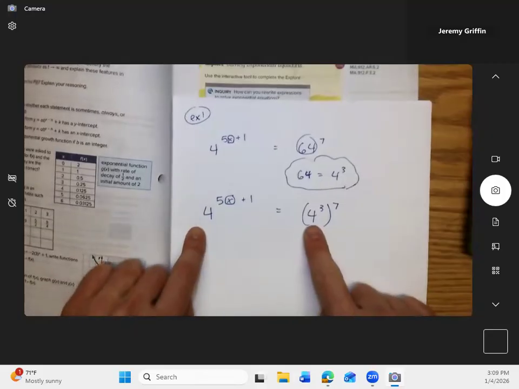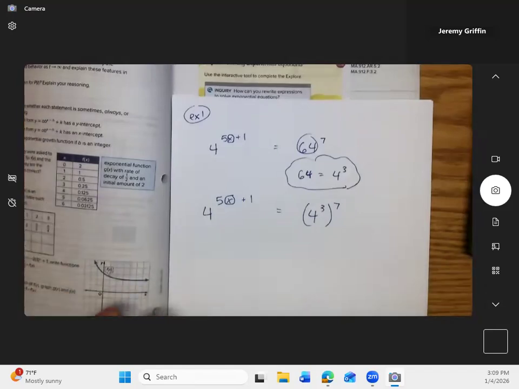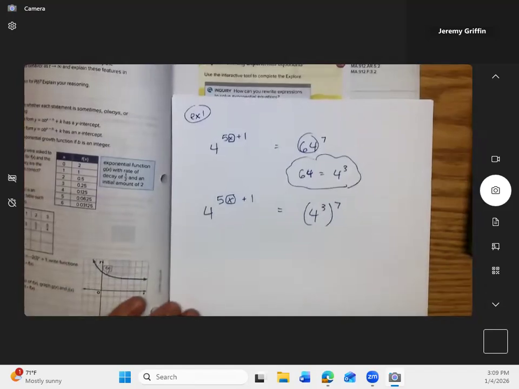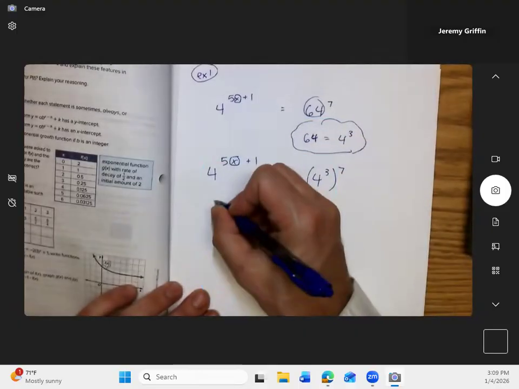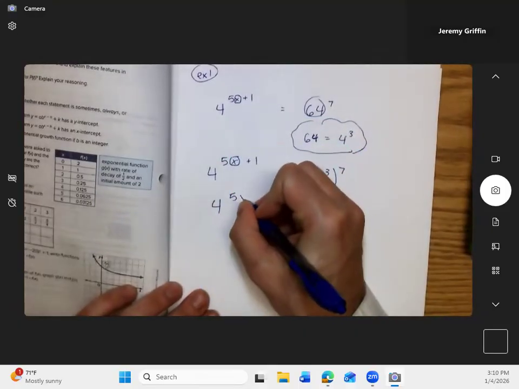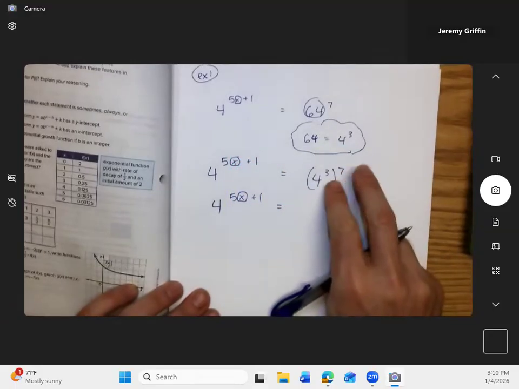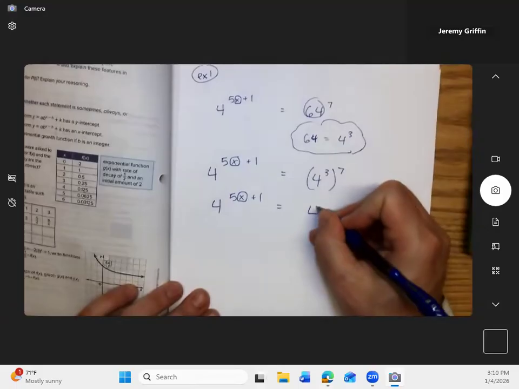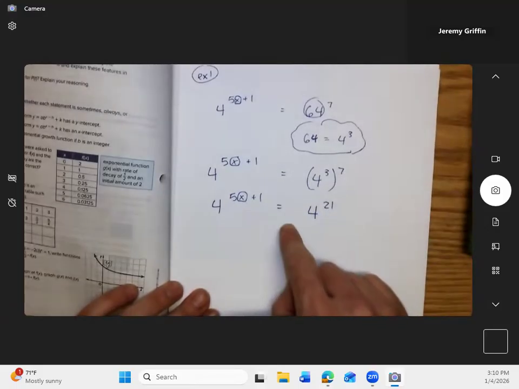And now that these bases match, we can actually solve this without ever getting into logarithms, which we will eventually in this class, but not for at least a week or two. So 4 to the 5x plus 1 equals, well, if you have a power to power, you guys remember that rule? You just multiply the powers, so this would be 21, wouldn't it? So 4 to the power of 5x plus 1 equals 4 to the power of 21.